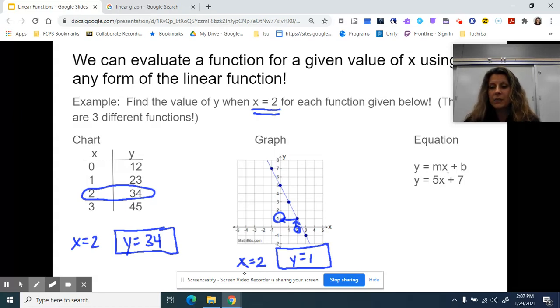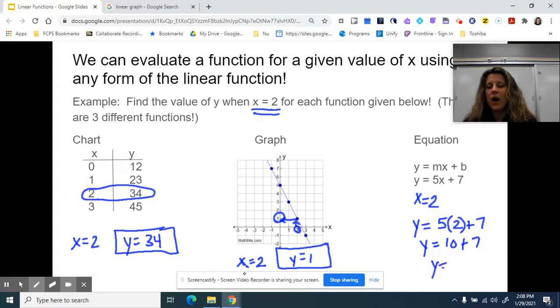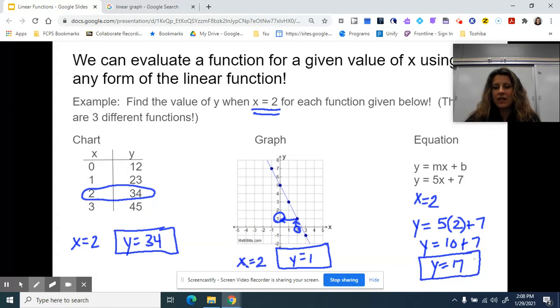For the last one, because we have an equation, we know x equals 2, so we have to substitute 2 in for x. We want to find y. So y is going to equal 5 times whatever x is. We know x is 2, so we put 2 in for x, and then finish the equation, plus 7. Okay, so we actually have to evaluate this. y equals 5 times 2, which is 10, plus 7 makes y equal to 17. So when x equals 2, y equals 17 for that last function.